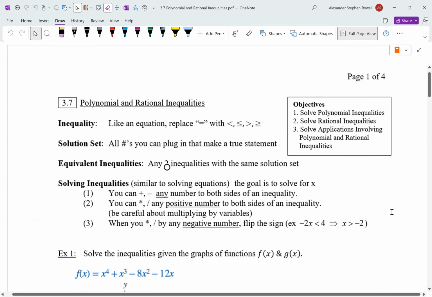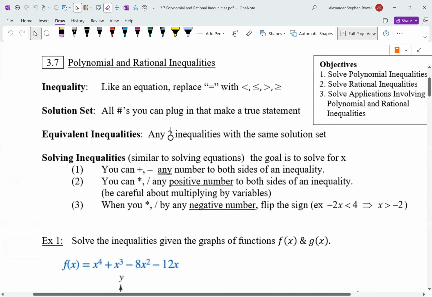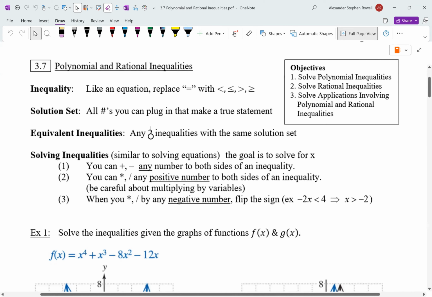Section 3.7, polynomials and rational inequalities. Inequalities mean greater than, less than, greater than or equal to, less than or equal to. The solution set is all numbers that you can plug in that make a true statement. So we're going to have intervals, because we'll have infinite solutions, we need to come up with these intervals.